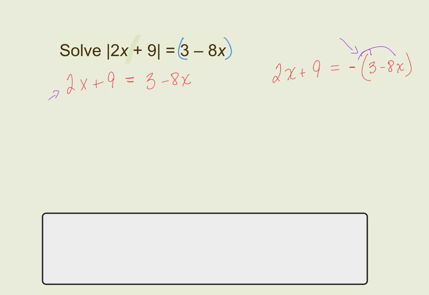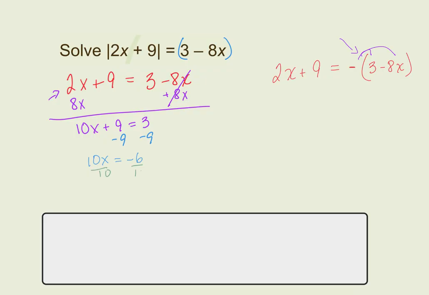So over on the left here, I can add that 8x to both sides to get my variables on one side. I have a 10x plus 9 equals 3. And then when I subtract that 9 over, I get 10x equals negative 6. And then I'm going to divide both sides by that 10, and I'm going to get x equals negative 3/5.